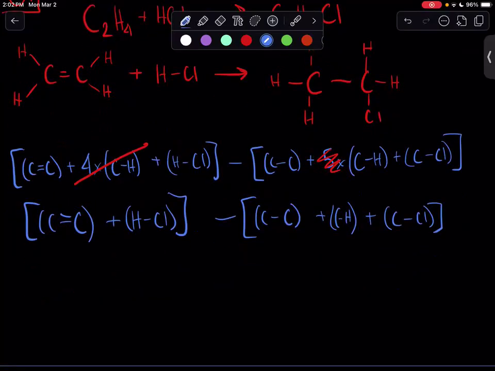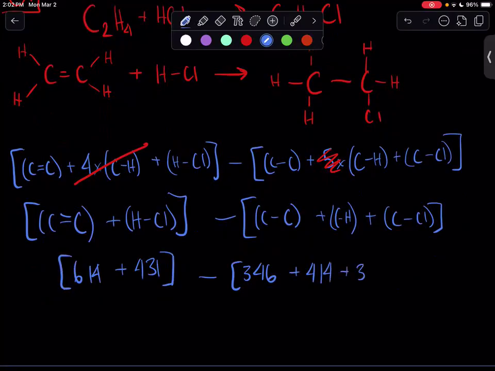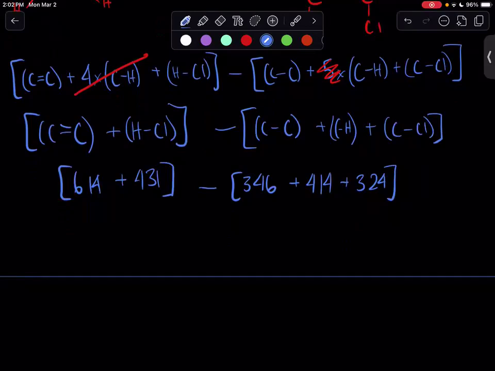Finally, I'll plug in the values, and I always try and save the values as the last step. 614 plus 431, these are all kilojoules per mole, minus 346 plus 414 plus 324 kilojoules per mole. Again, getting these from table 12 of our data booklet. And when I add this all up in my calculator, I get a delta H value of negative 39 kilojoules mole inverse. So hopefully this helps you understand how to approach problems with bond enthalpy and a little bit about what bond enthalpy is and how we use it.